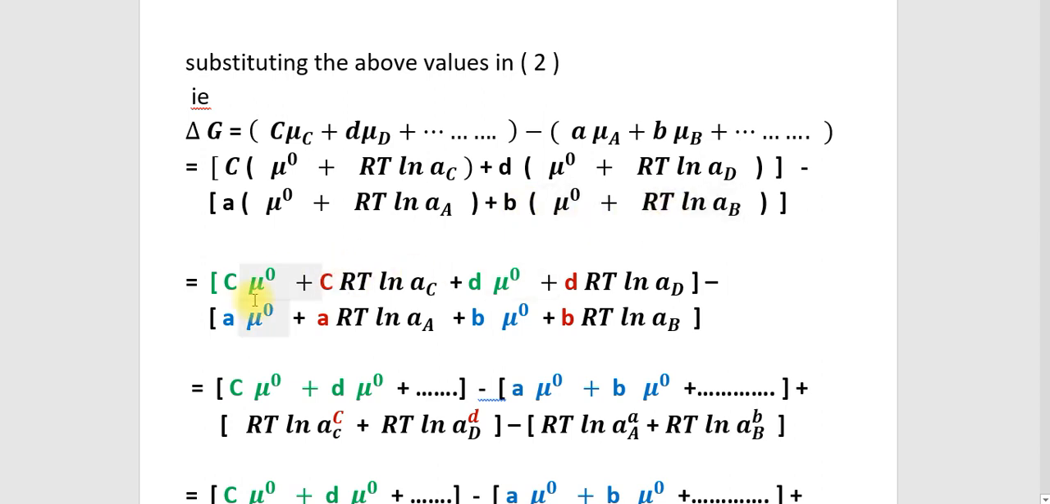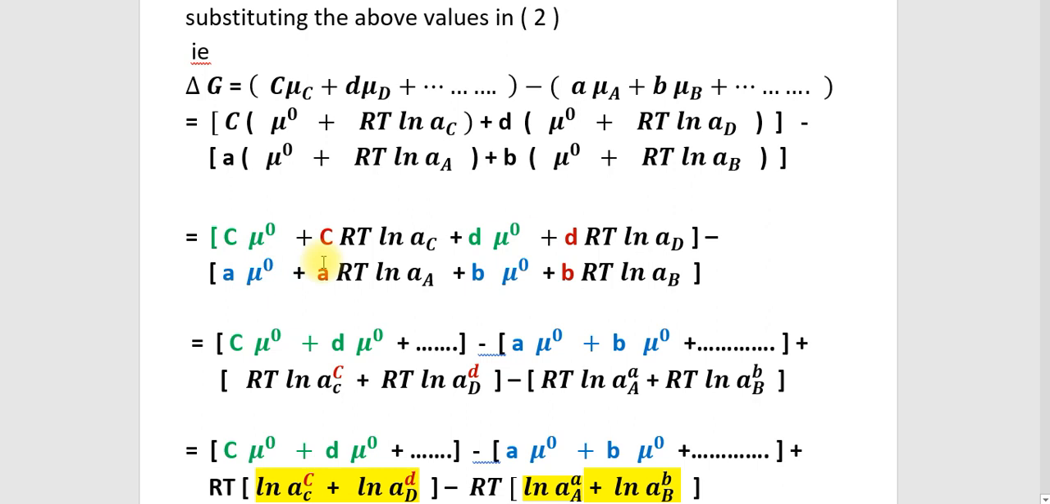So that is given here. c mu 0 plus c RT ln a_C plus d mu 0 plus d RT ln a_D minus a mu 0 plus a RT ln a_A plus b mu 0 plus b RT ln a_B, is what we got.